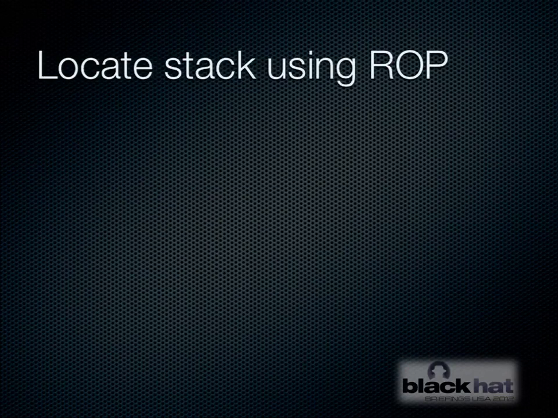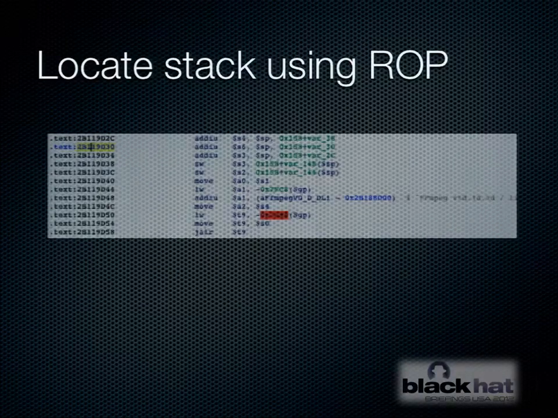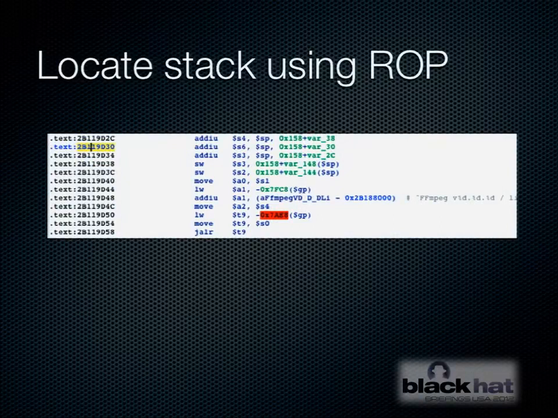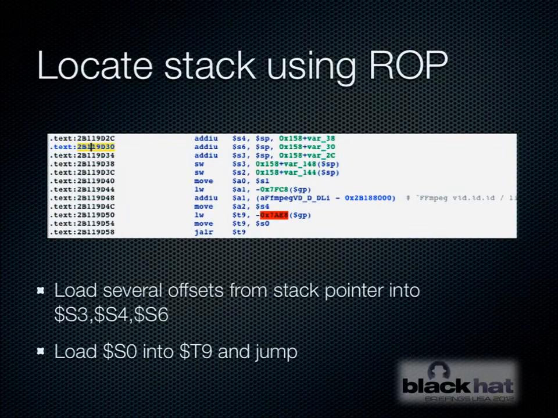So how do you locate the stack using ROP? Here's my gratuitous IDA Pro screenshot showing an instruction sequence that loads several offsets from the stack pointer into registers S3, S4, and S6, and then subsequently jumps to whatever is in register S0. Now, remember that we control all of the S registers, so all we have to do is make sure that S0 contains the address of another ROP gadget that will in turn jump to whatever is in register S3, S4, or S6, and that gets us back into the stack.